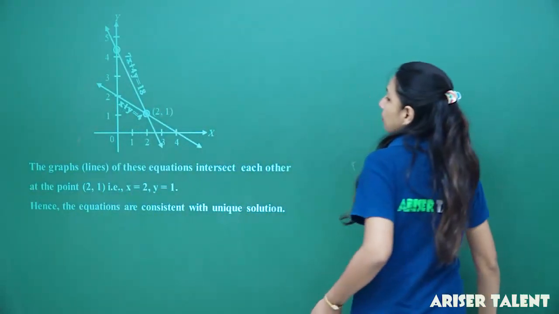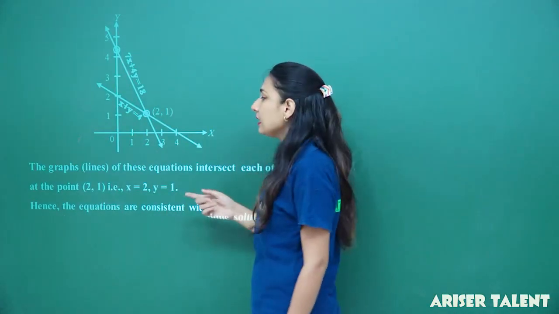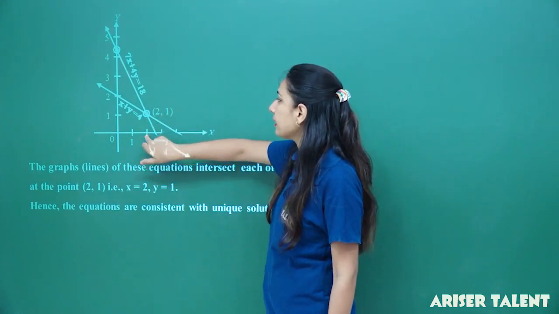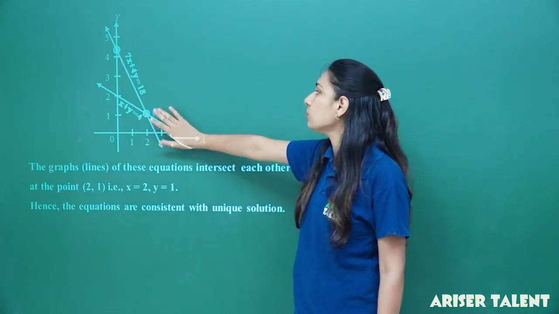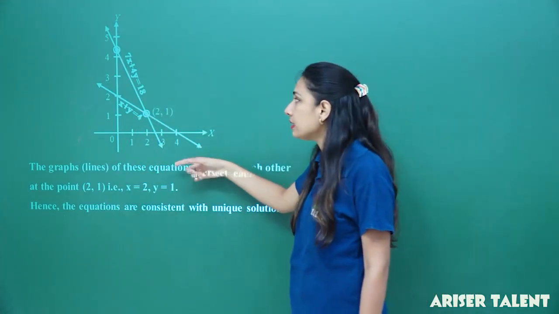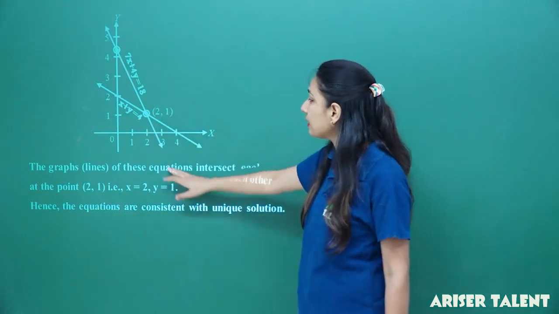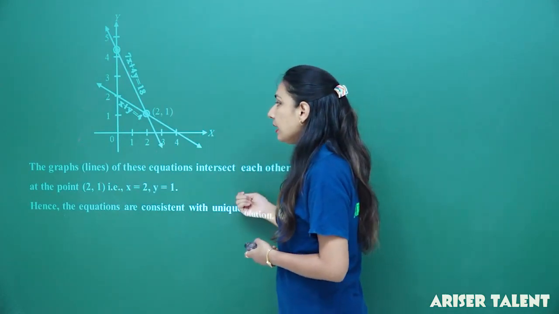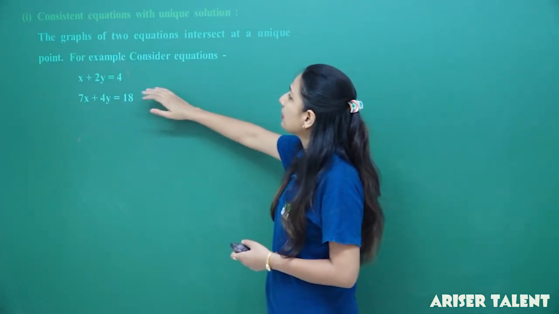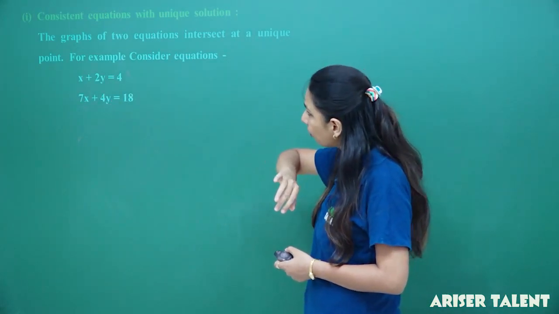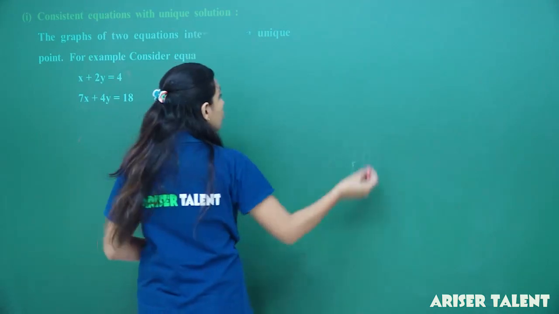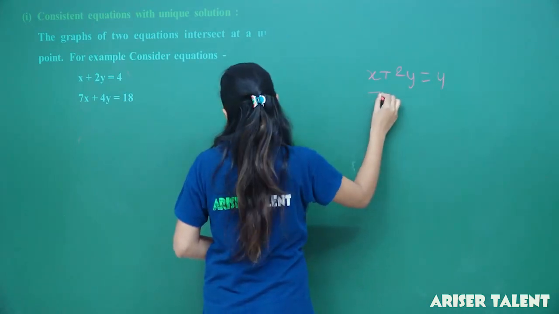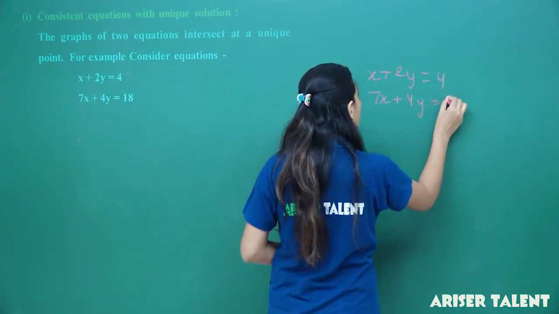in which the graphs of these equations intersect each other at a point. This point is (2, 1). This is 2 on the x-axis and this is 1 on the y-axis. So, (2, 1) is the point where these two lines intersect each other. They cannot intersect anywhere else, but at this particular point they intersect each other. Okay students, so in this case, for example, consider the equations x plus 2y equals 4 and 7x plus 4y equals 18.